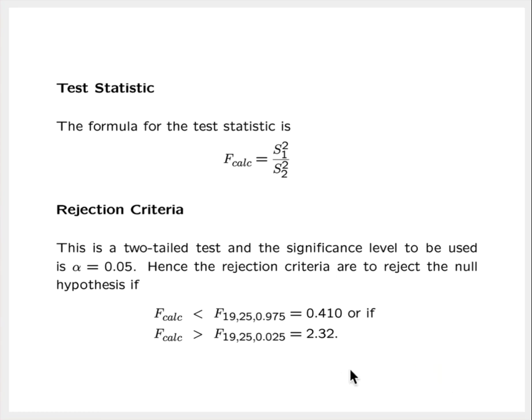Now, I've gone back in and modified that just a little bit to list these critical points to the kind of precision that we have in our current F table. And so the rejection criteria would be to reject the null hypothesis if F-calc is less than 0.410 or if it's greater than 2.32.